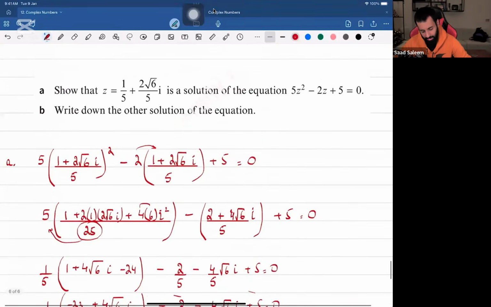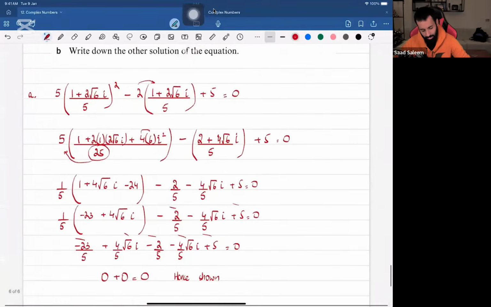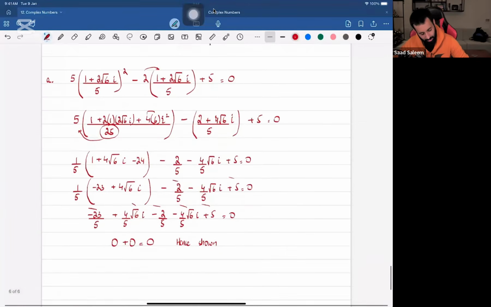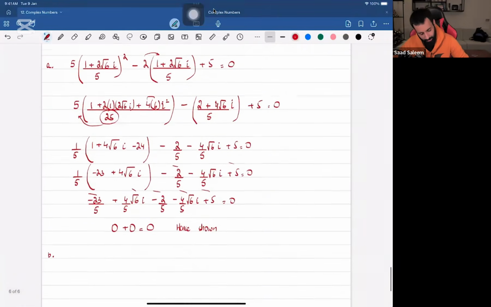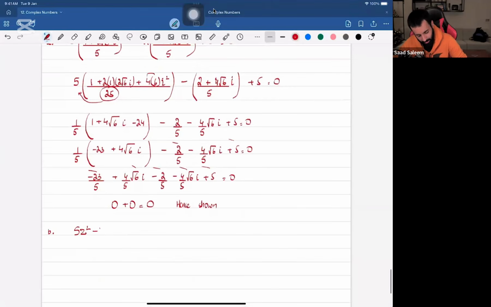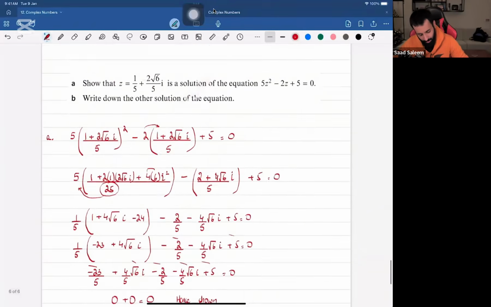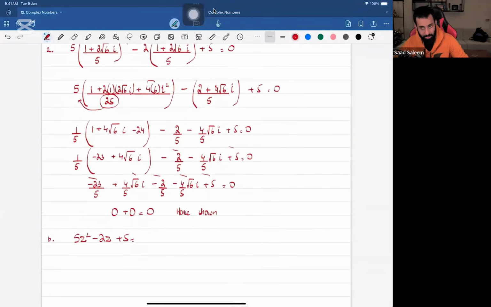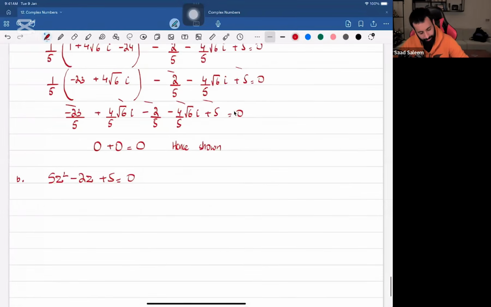Now, the next question is write down the other solution of the equation. Okay, how do I write down the other solution of the equation? The other solution can be figured out by simply solving this quadratic equation using the middle term formula. And then you will learn that there is a standard rule to be applied here also. So we'll see what that standard rule is. But first, let's solve it the way that we do it.